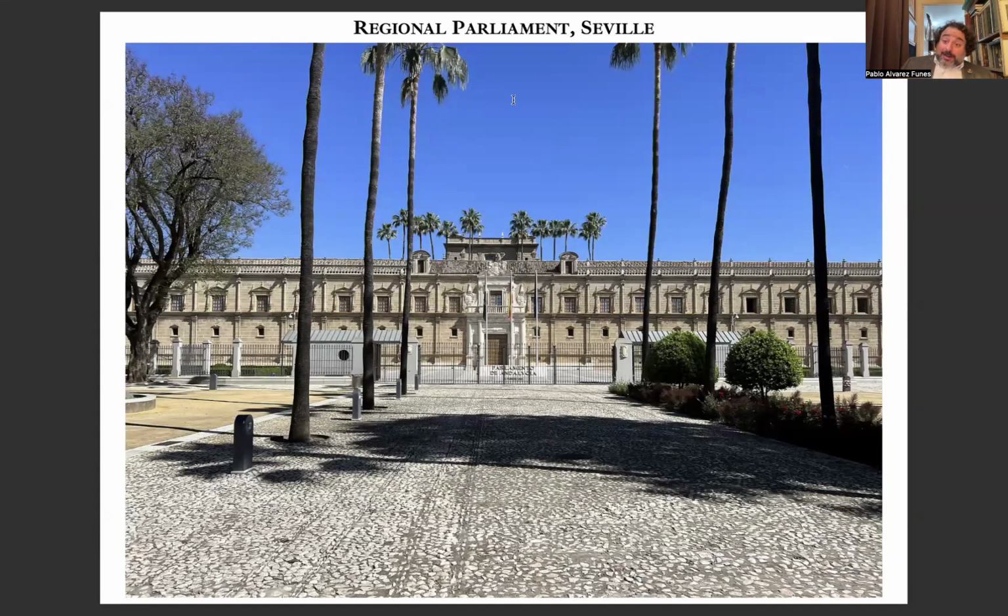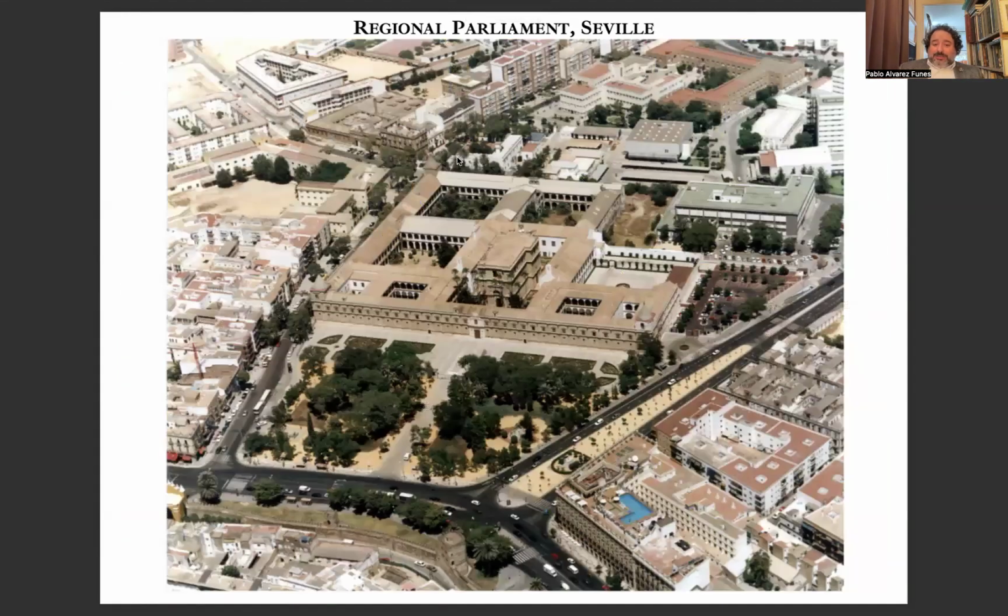What is now the regional parliament in Sevilla was known as the Hospital de las Cinco Llagas, Hospital of the Five Wounds. And it was one of the massive hospital complexes in Europe back in its time. You can see here the scale of it. You can see all the red things about the cars, and you can see that it was going to have five big courts, then four smaller courts, and a central one with the church, which is now the Parliament Hall. So it's a very incredible building, very simple.